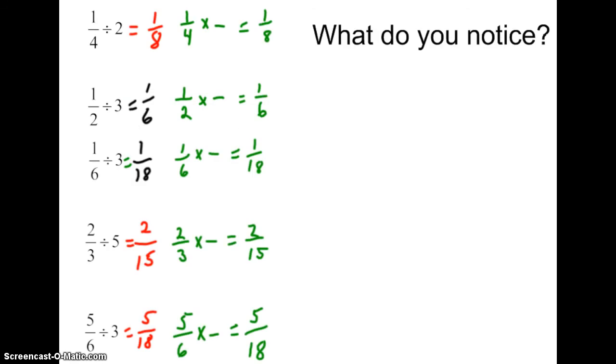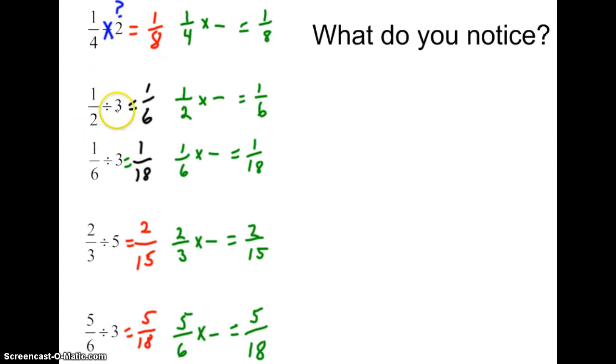Let's see if we can discover a pattern here. We've had 1/4 divided by 2, and we said that that's 1/8. Well, if we take 1/8 and multiply it by 2, we'll get back to 1/4. So the question is, 1/4 times what number would equal 1/8? That's the question here. So if we change this, 1/4 times some number would equal 1/8.